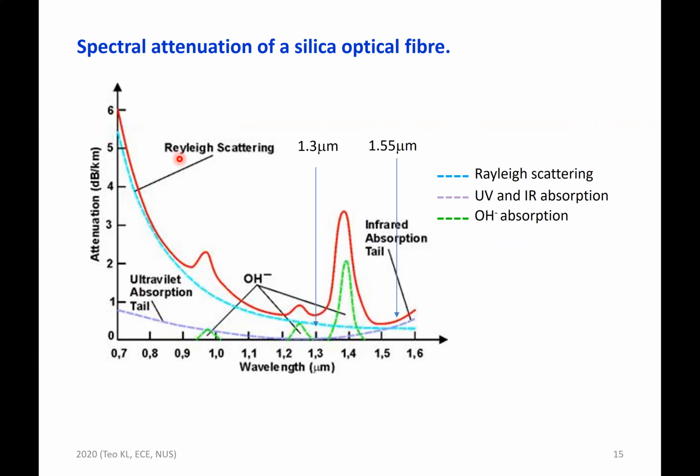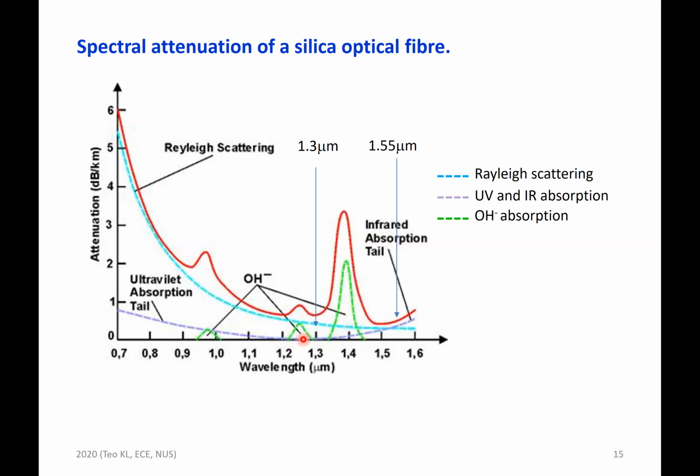Rayleigh scattering is basically scattering of light off the molecules of the air. For example, Rayleigh scattering of sunlight in the Earth's atmosphere causes the diffusion of sky radiation. At 1.4 micron, you see the green curve, which is strong absorption by the OH group. The water molecules in the atmosphere give rise to absorption of electromagnetic radiation.